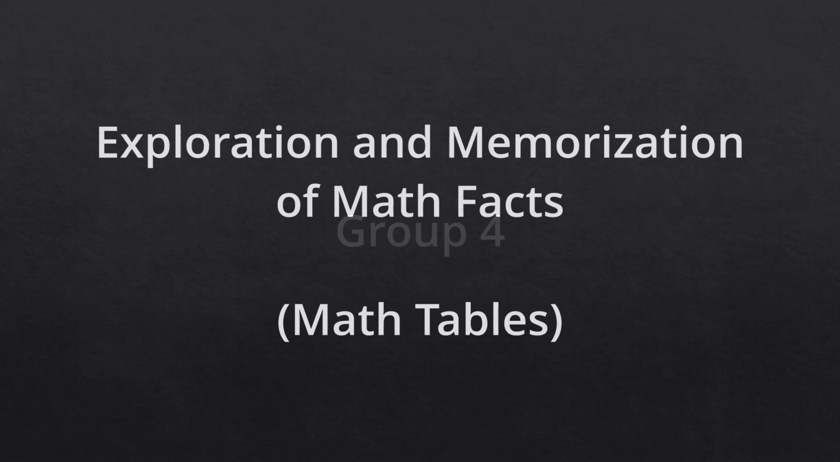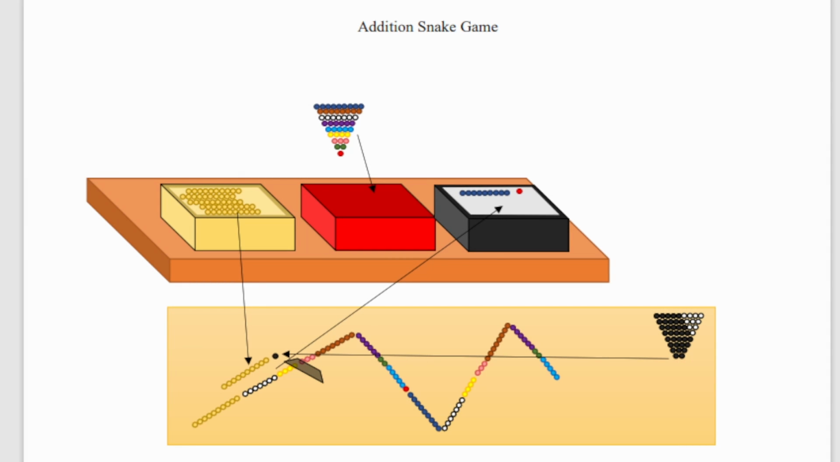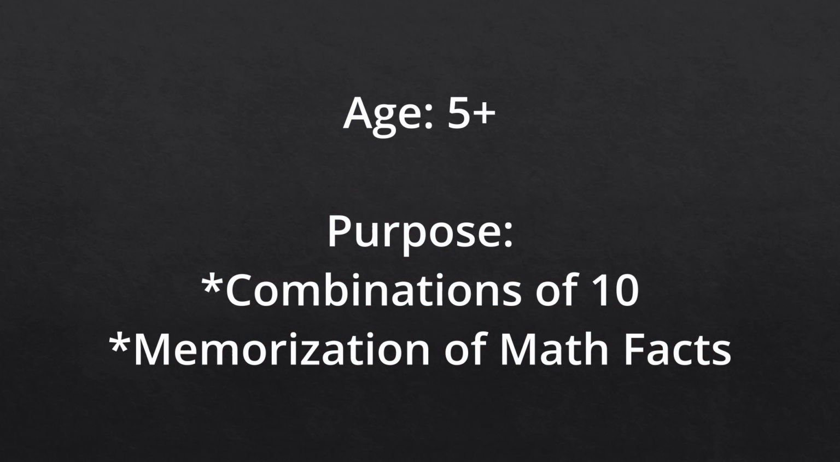And what's happening when we get to group 4? It's the exploration and memorization of tables. That is where we're going next. We have introduced a lot of things so far in group 1 and group 2. So here in the journey of addition with the snake game, we are working with 5-year-olds. When we start thinking about the addition snake game, this is all about making those combinations of 10. And we're showing a control of error at the very end so that they can correct their own work.